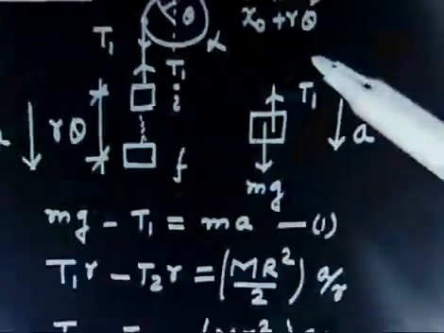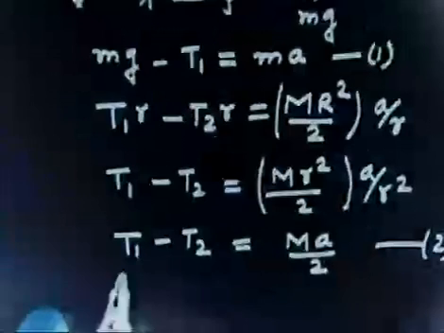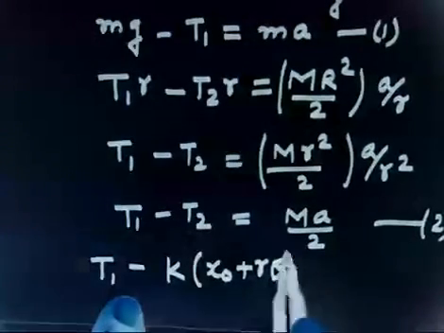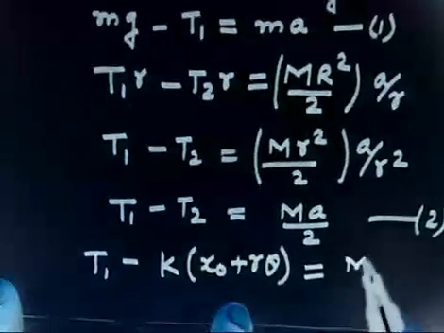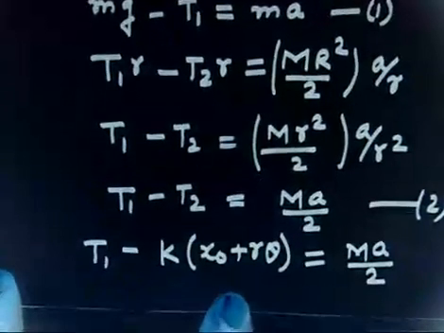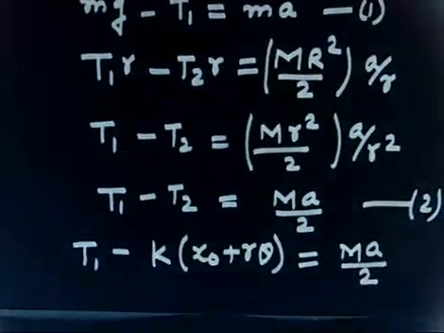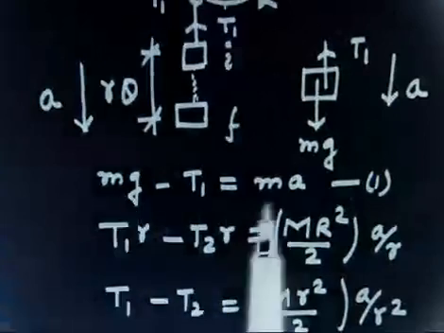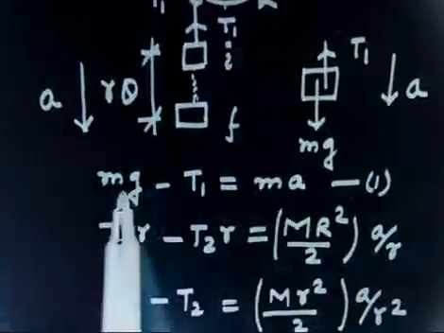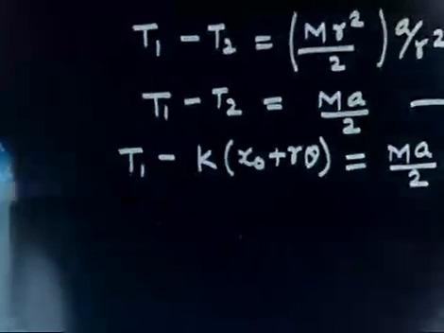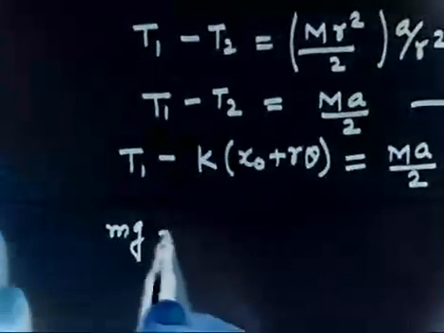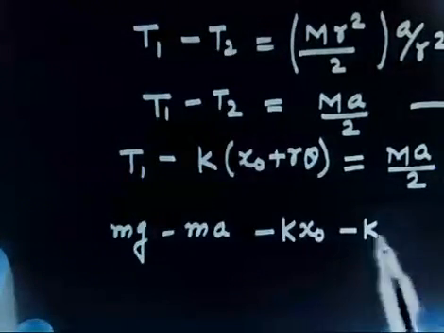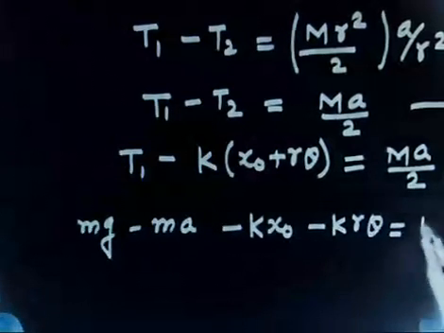And T2 is nothing but k times x naught plus r theta. So let us plug this value. T1 minus T2 is k(x naught plus r theta), and this is equal to ma by 2. Are you getting it? Further, I can write the same equation by plugging the value of T1. T1 is mg minus ma. So we have mg minus ma minus k x naught minus k r theta, equal to ma by 2.